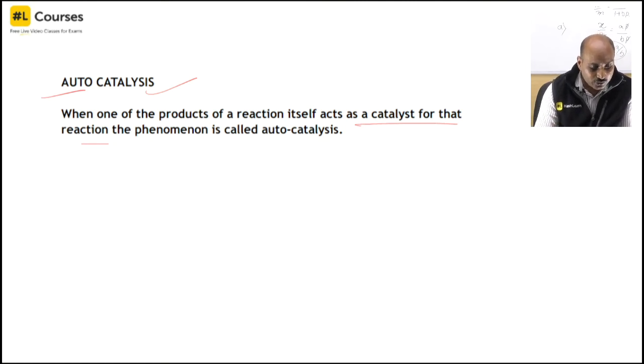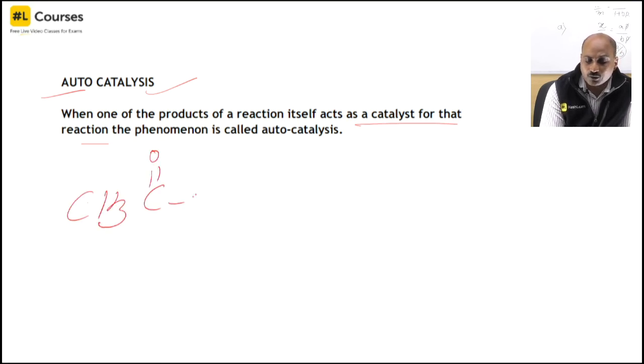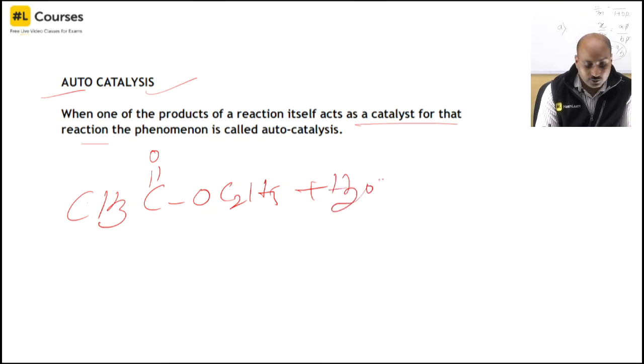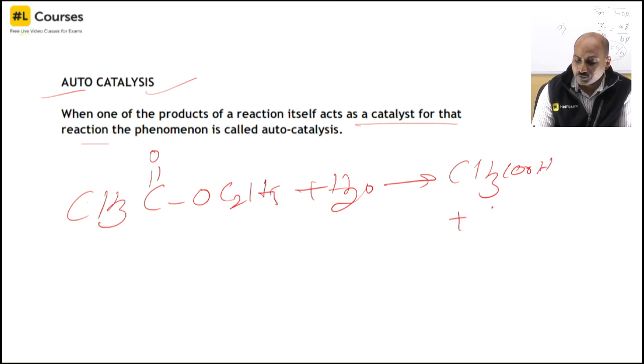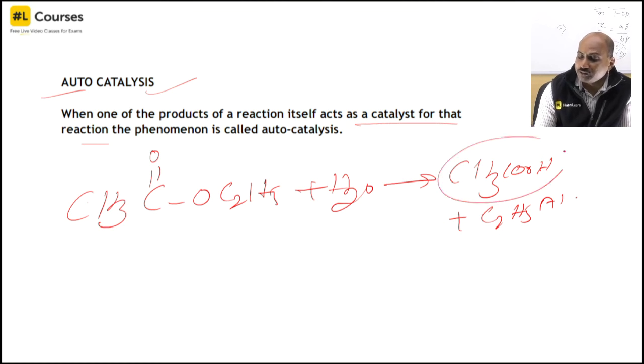If I give an example for auto-catalysis, it is like this. I will be giving an ester example once again, CH3C double bond O, OC2H5, ethyl acetate. When I add water to this, it will give us an acid, CH3COOH, plus C2H5OH. Here, the acid which is formed, acetic acid, is one of the byproducts which helps this process occur continuously. Thereby, this kind of reaction is called an auto-catalysis reaction.